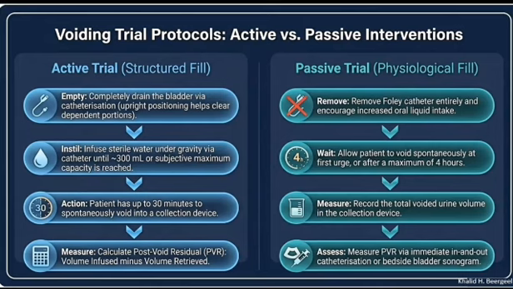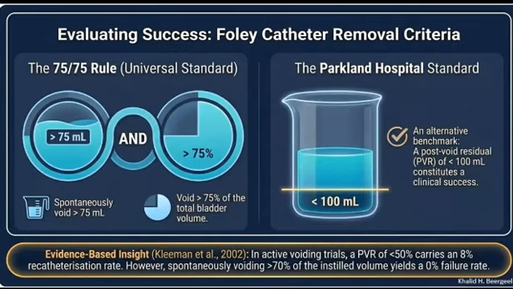If you use either method, the passive or the active trial, we use this rule, the 75 by 75 rule. This rule is universal. The other rule is the one used at Parkland Hospital in the United States. The 75 by 75 rule means if the patient urinates more than 75 ml, or more than 75% of the instilled water, the sterile water, or the bladder volume, then the patient passes, and you can remove the catheter.